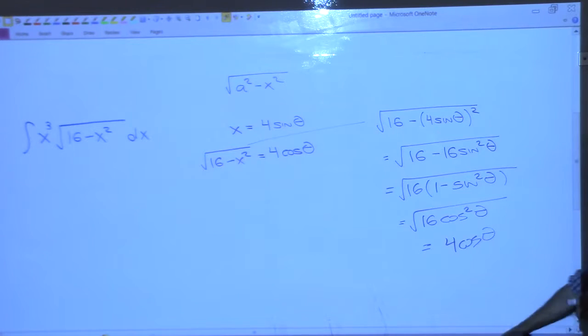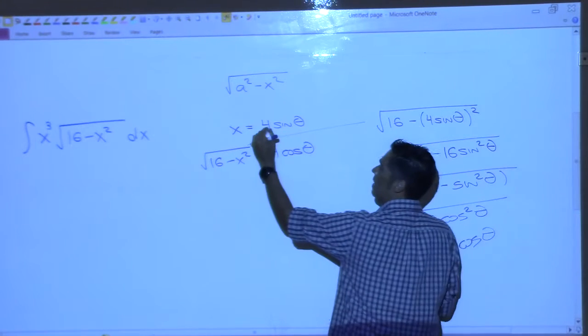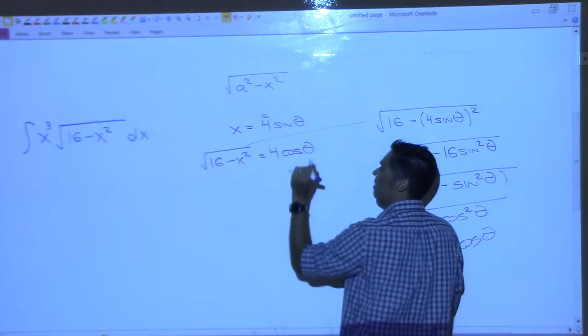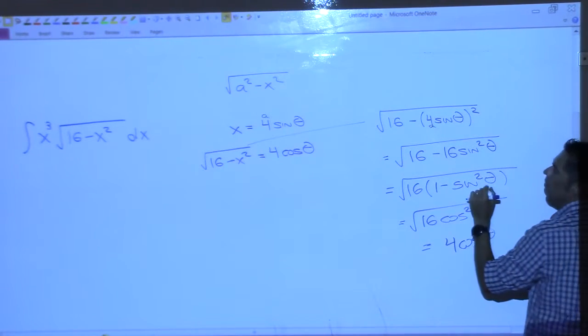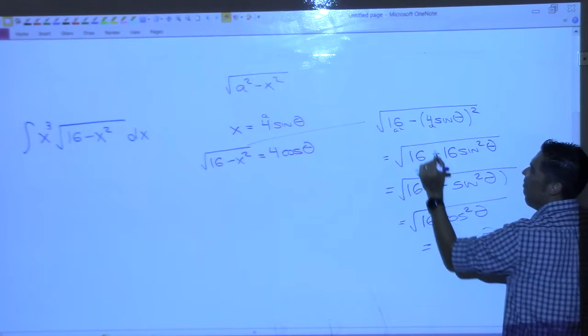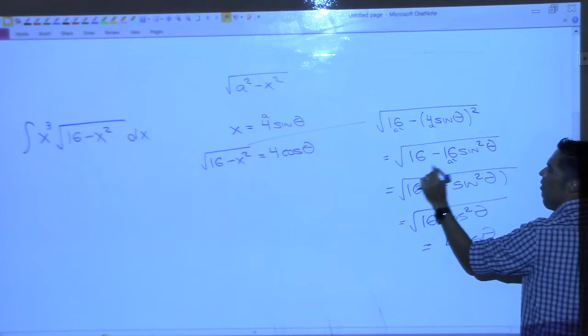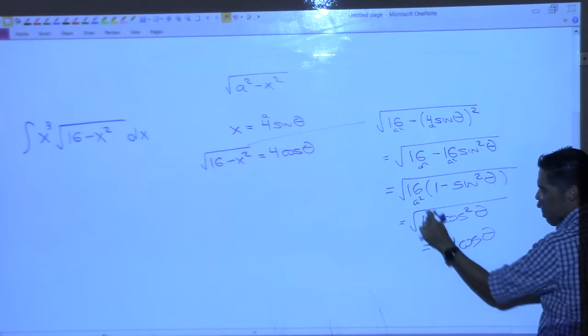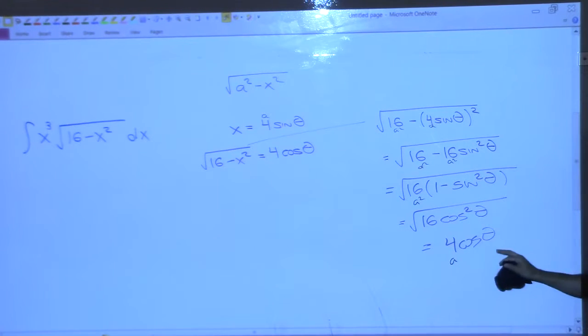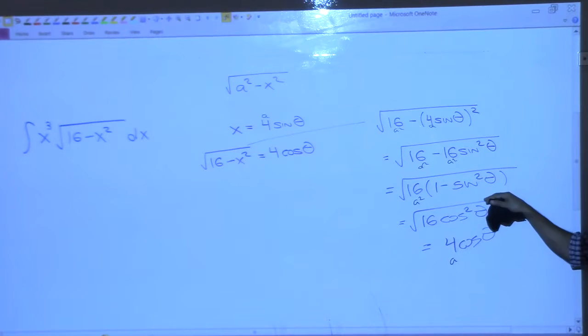Okay? So imagine that this would have been an A, right? Then this would have been A squared, and this would have been A squared. Factor out an A squared, it comes out, you take the square root of A squared. This will always be A, and this will always be cosine theta, because this is going to turn into 1 minus sine squared theta. Every time.